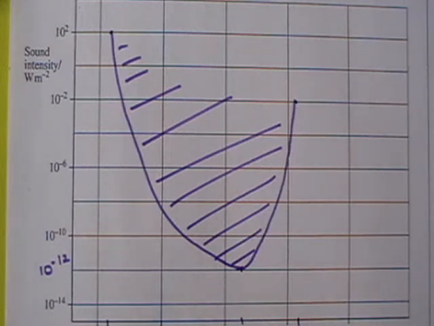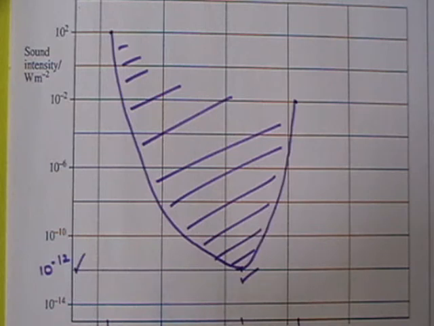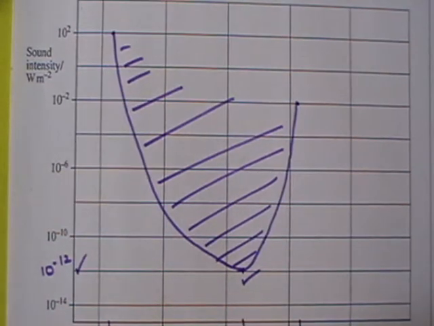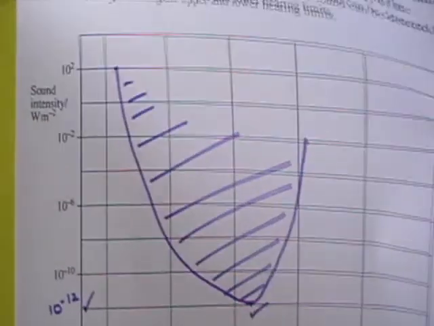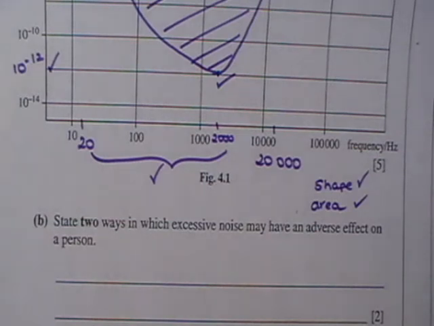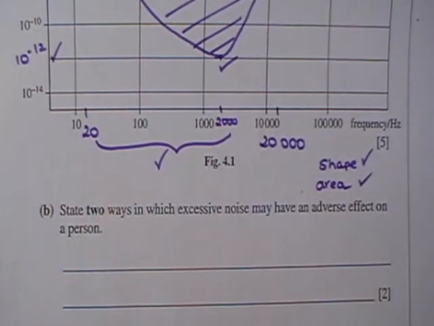So there's 5 marks in total for that. You get 1 mark for your minimum shape, 1 mark for writing on the scale 10 to the minus 12, 1 mark in total for your range there, 1 mark for the shape, and 1 mark for the area shaded. So that's a really handy 5 marks for just filling in the graph, and it's really worth your while learning that properly.